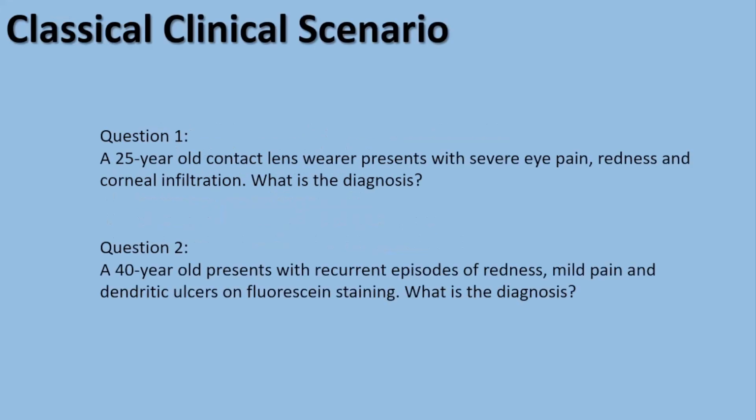So here we have two classical scenarios that you might encounter in the exam. If you can answer these questions, leave the answers in the comment section. In the first case, we have a 25-year-old contact lens wearer presented with severe eye pain, redness, and corneal infiltration. So what is the diagnosis? And in question 2, we have a 40-year-old patient who is presented with recurrent episodes of redness, mild pain, and dendritic ulcers on fluorescein staining. So you have to tell me what is the diagnosis.